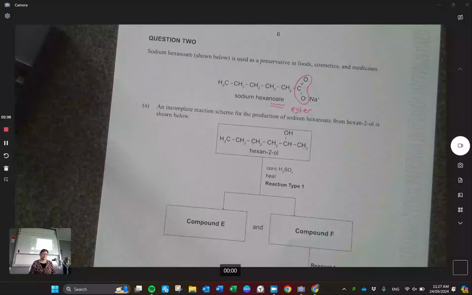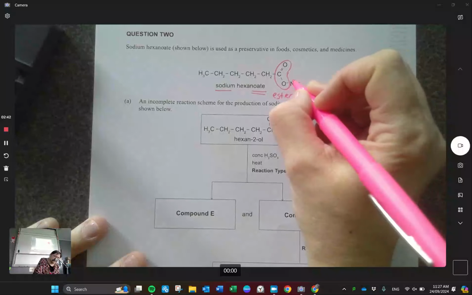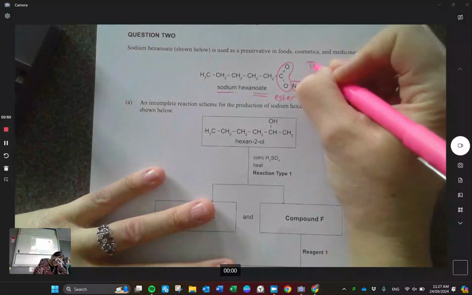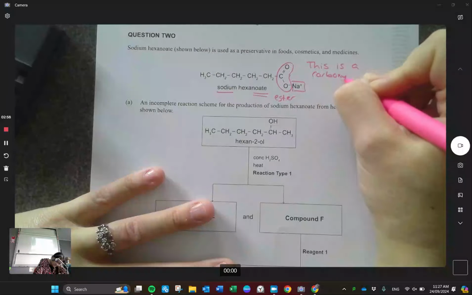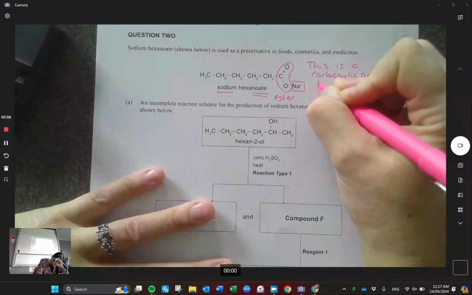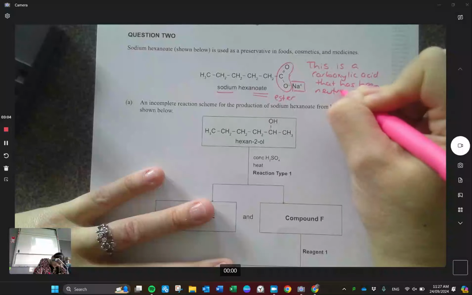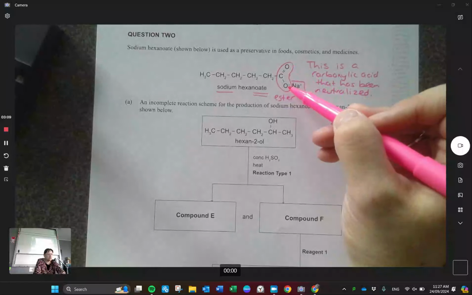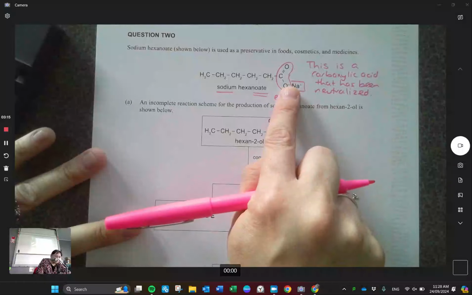Keep going? Okay. Also keep in mind, you have sodium over here. What we're basically trying to show with this molecule is that this is a carboxylic acid that has been neutralized. The way I know that is because I see C double bond O and then another O here. So when this was originally hexanoic acid, it would have had an OH.